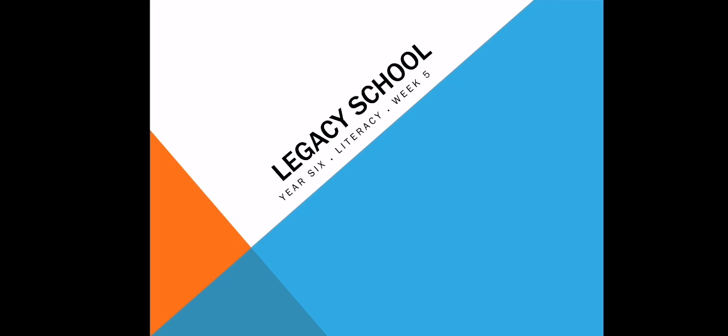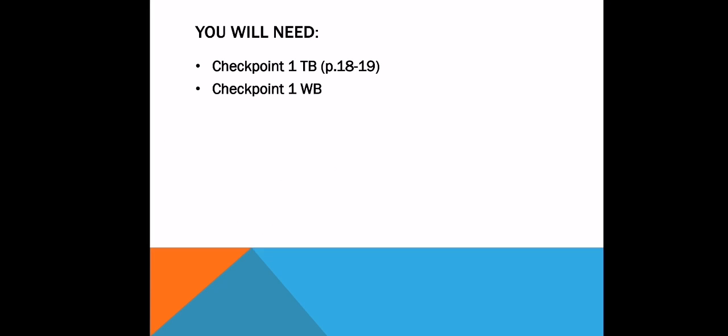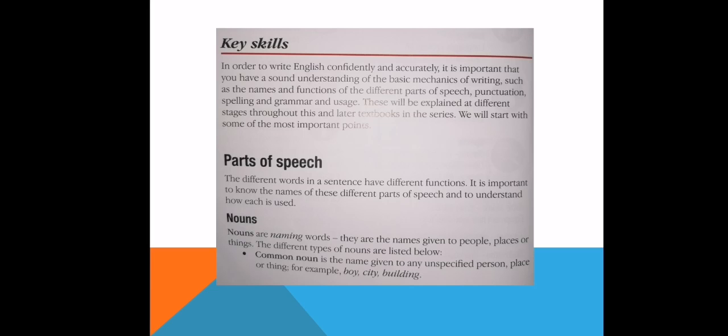This is a Legacy School Literacy lesson for Year 6, Week 5. For this lesson, you'll need your Checkpoint 1 textbook, and you'll need your Checkpoint 1 workbook. So first off, we're going to open up to pages 18 and 19 in your textbook. Today's lesson is very simple. It's just a quick revision of types of nouns.